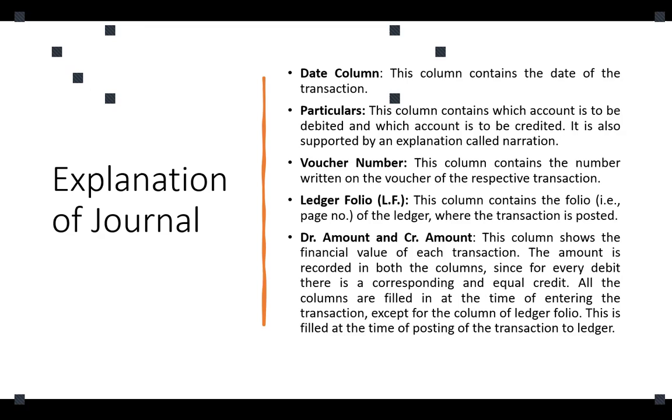Usually when you prepare a journal entry, you do not need to fill in any information in the ledger folio column, because it is kept blank until you post this journal entry in the ledger book. Once you have posted this information in the ledger book, you need to fill the gap with the page number in the ledger folio.